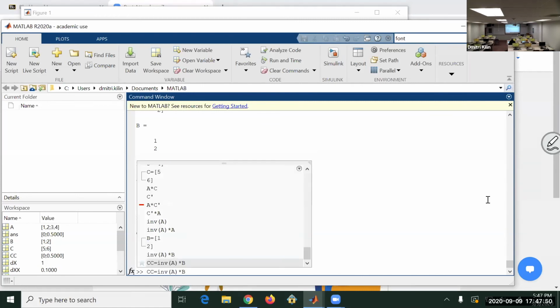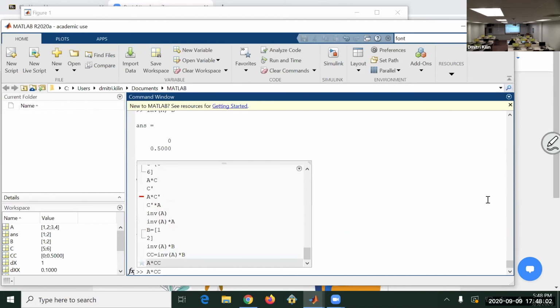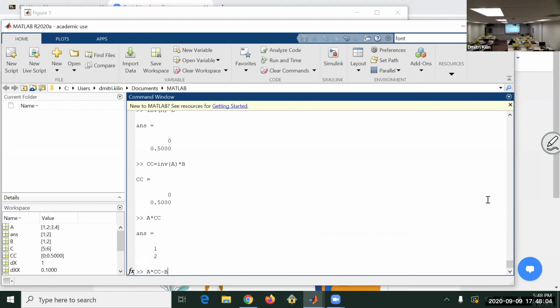And now let's check if we type A times C, we should get again this B. Yes, we do. Or A times C minus B should give the column vector complete field of zeros.